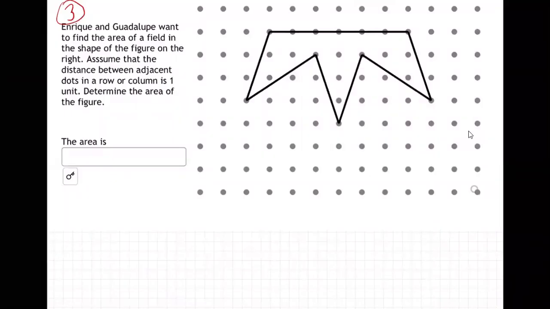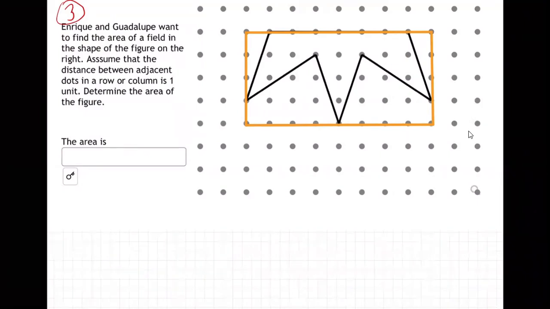Okay, so if you read through all this, it tells you a story about Enrique and Guadalupe. So determine the area of the figure. How do we find the area of the figure? Well, again, I'm going to do the same thing that I always do, and I'm going to make a rectangle around it. There's my rectangle, and I'm going to use that to help me find the area.